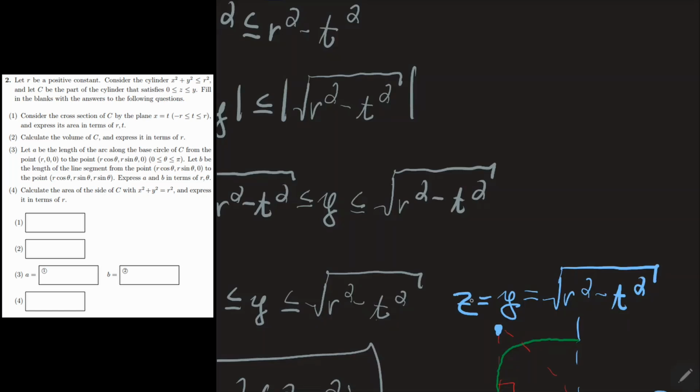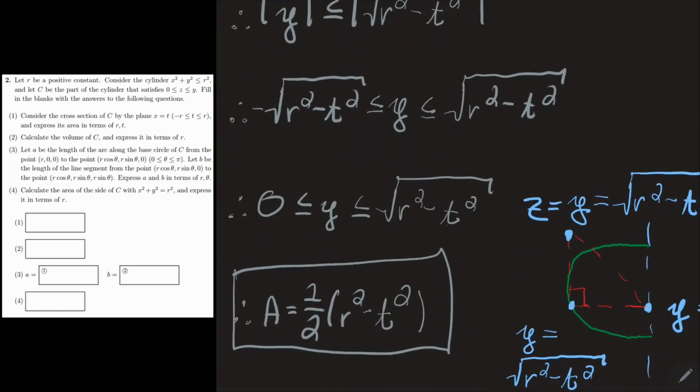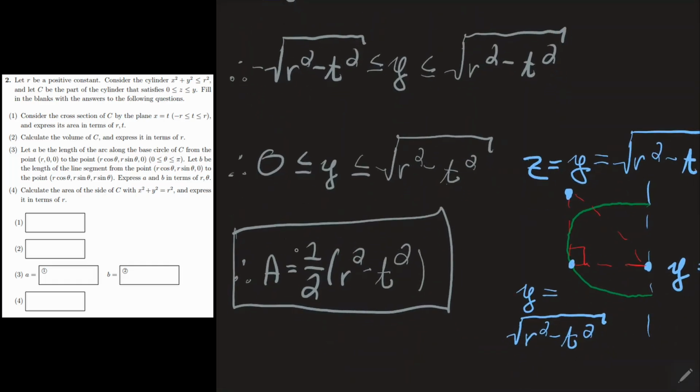And so that means also that z is equal to this square root. So using the formula for the area of a triangle, we have 1 over 2 times the base times the height, which are equal to each other. So it's just 1 over 2 times the base squared, which means our area is 1 over 2 times r squared minus t squared. And that is the answer to the first part of the question.